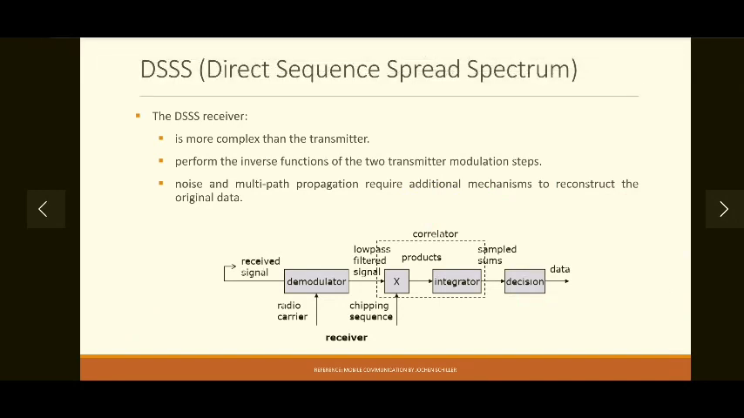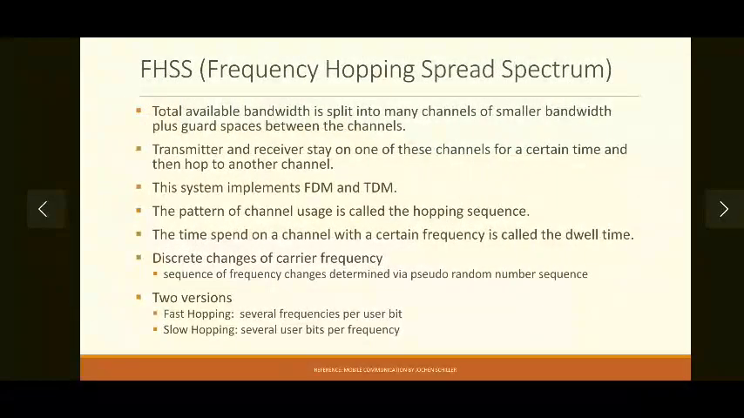So we have seen what is DSSS transmitter and what is DSSS receiver. Now this is all about DSSS. Now let's go to the second technique, that is FHSS. DSSS is primarily used for digital signals. That's why it is preferred in CDMA technology. Now let's see FHSS, how it is used and where it is used.